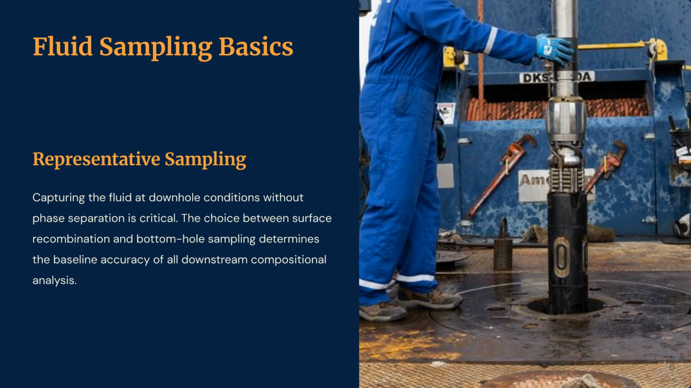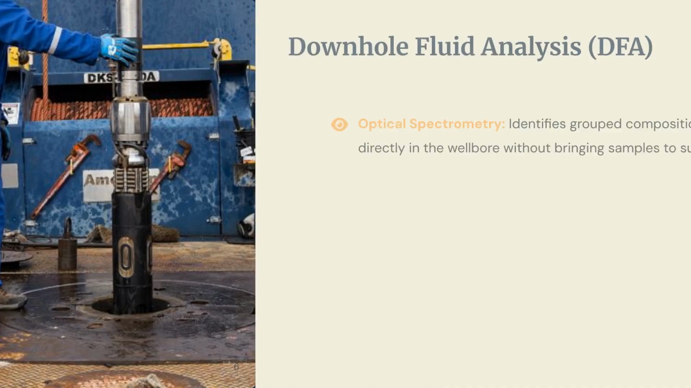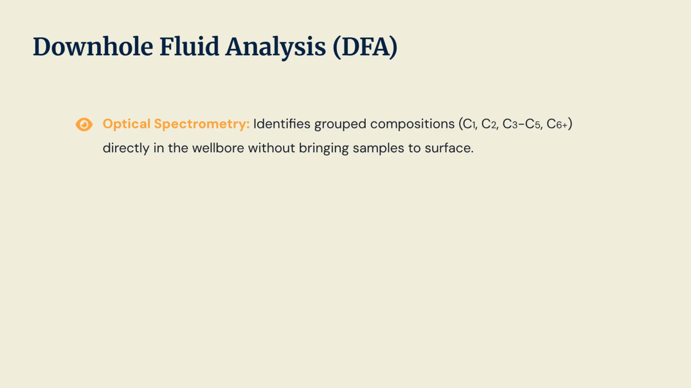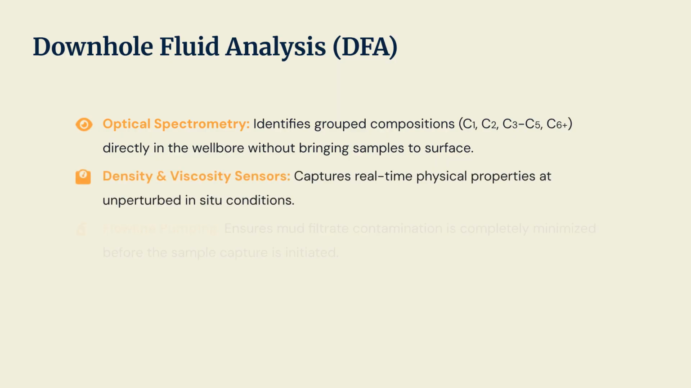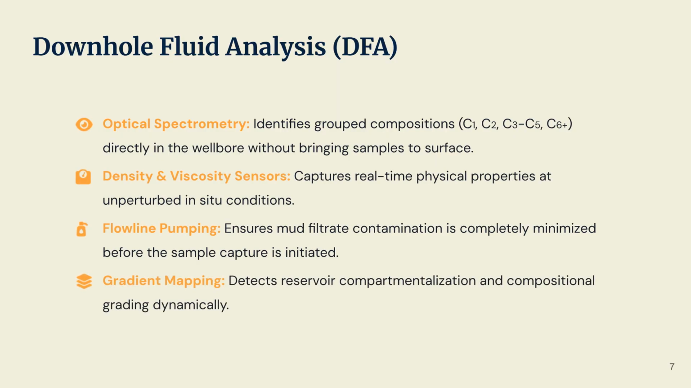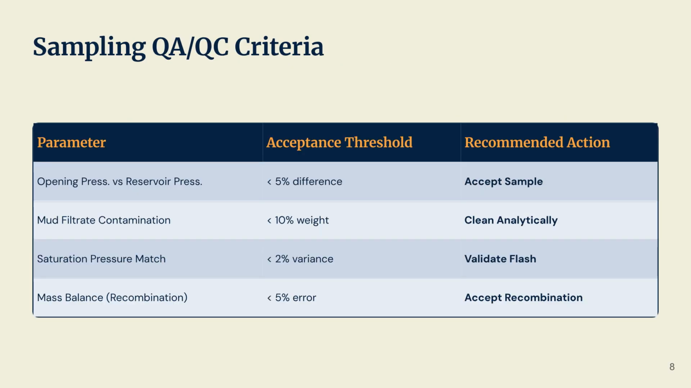Proper fluid sampling is the first step in analysis. Capturing representative fluid at downhole conditions is vital, as the sampling method determines the accuracy of all subsequent compositional data. Downhole fluid analysis, or DFA, allows for real-time measurements directly in the wellbore, including optical spectrometry, density and viscosity sensing, flowline pumping, and dynamic gradient mapping. To ensure data quality, we follow strict sampling criteria. This includes verifying opening pressures, monitoring mud filtrate contamination levels, and ensuring mass balance during recombination.